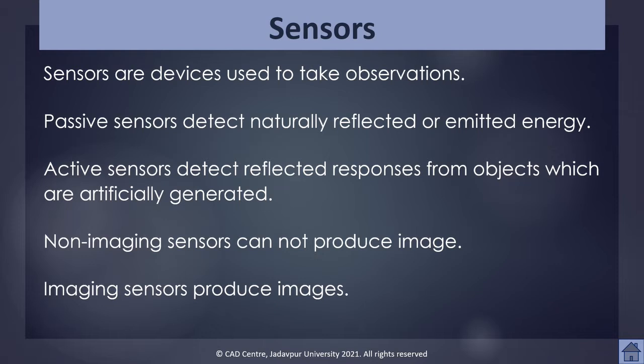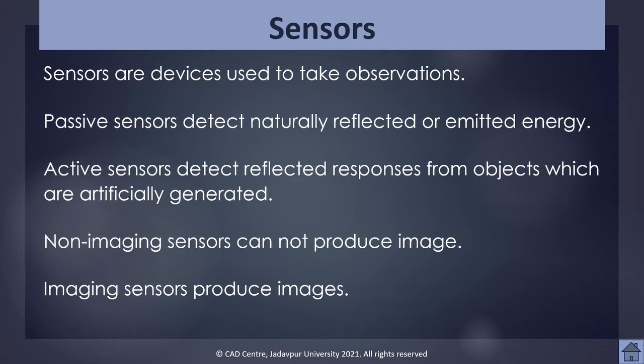Passive sensors detect the reflected or emitted electromagnetic radiation from natural sources, while active sensors detect reflected responses from objects which are irradiated from artificially generated energy sources. A simple example is radar or microwave remote sensing. However, our discussions will be limited to the optical region only. We are not going to discuss artificial sources of energy. Therefore, we are going to use passive sources of energy.